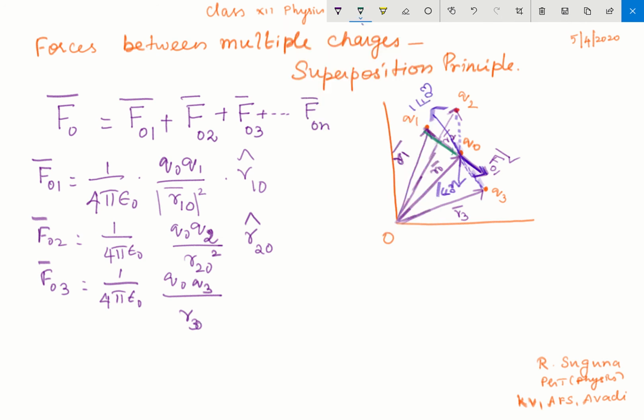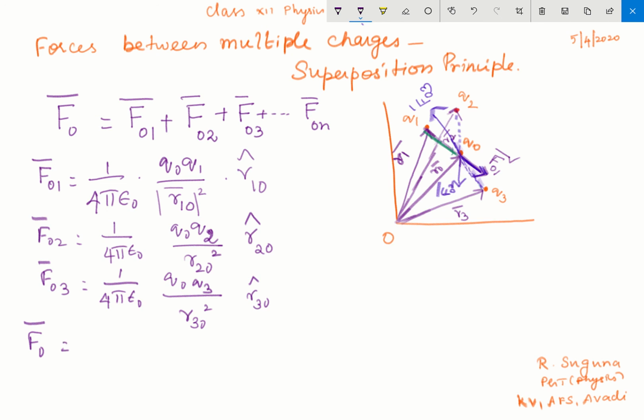R30 means, see, in this direction, from here to here, R30, the whole squared, R30 unit vector. Okay. Therefore, if I now want to find out F0, the total force on Q0.